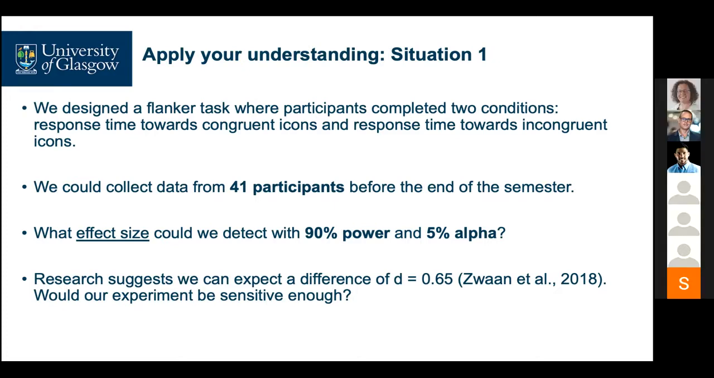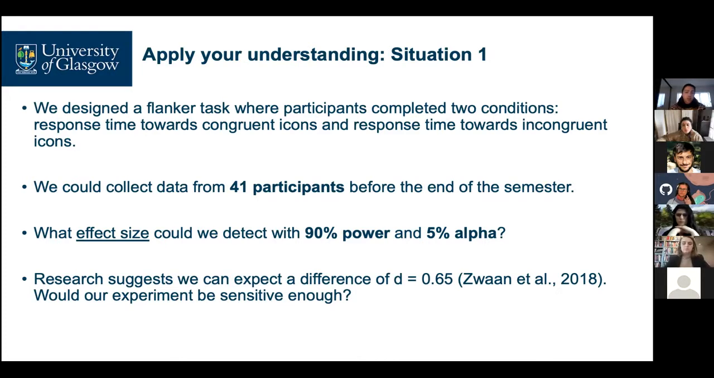So for example, there is this really cool study looking at how consistent effect sizes are for different cognitive experiments. And they found for flanker tasks, you would expect an effect of about d equals 0.65.